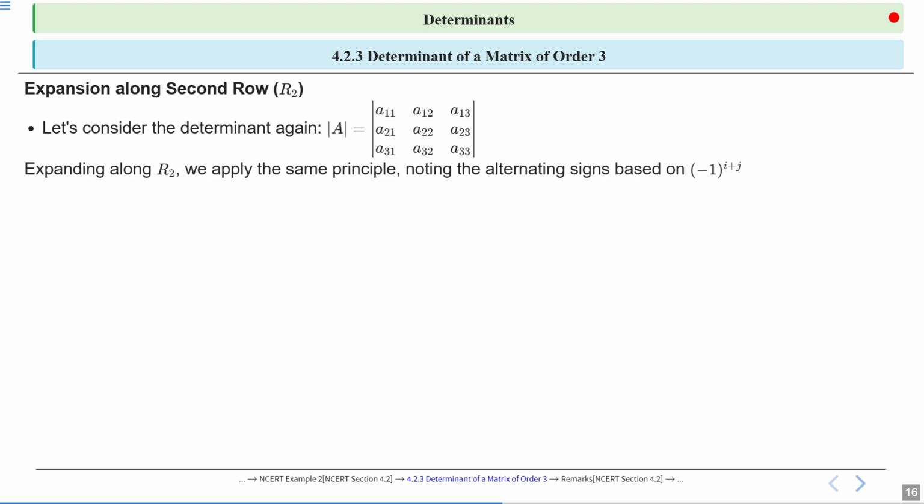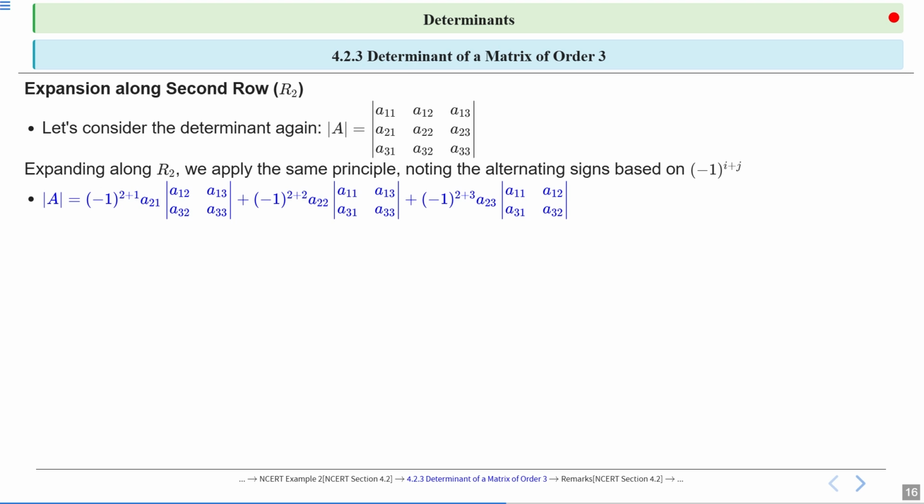Okay. So now we expand along the second row. We already expanded along R1 and got the value of the determinant. As I already told you, we can calculate the determinant of a matrix by expanding along any row and any column. So just verify: if I expand along the second row, do I get the same value, or is it different from expanding along the first row? Just apply the same principle as in the expansion along R1. So we get determinant of A is equal to minus 1 the power 2.